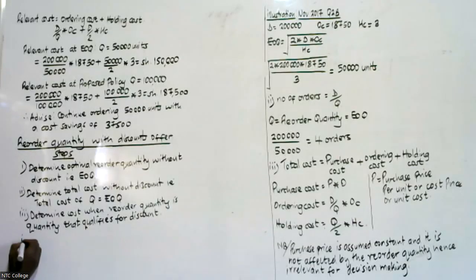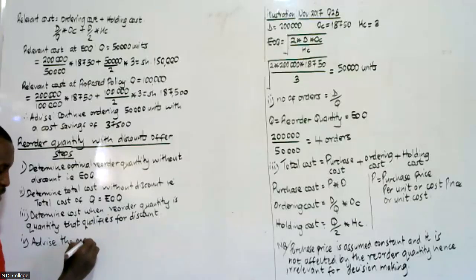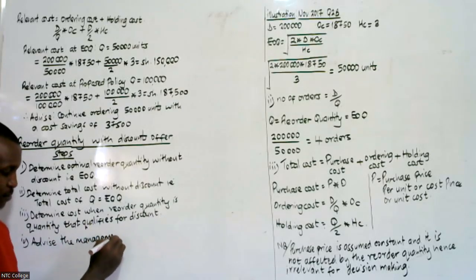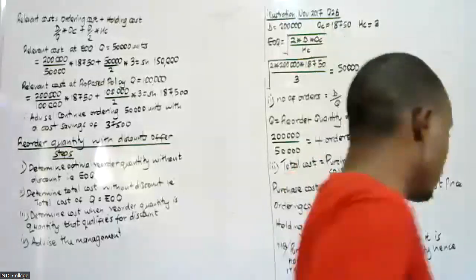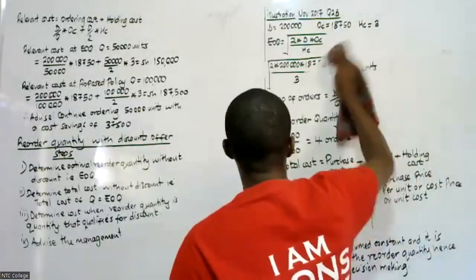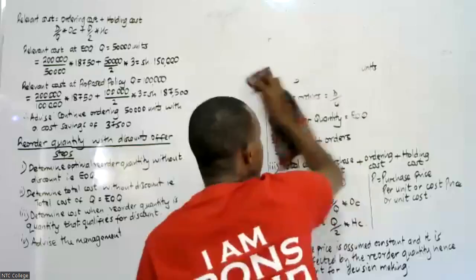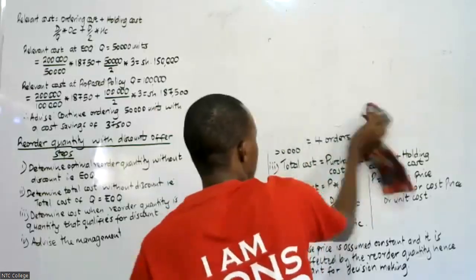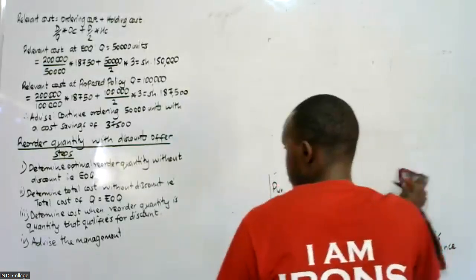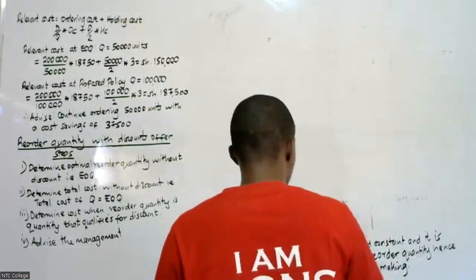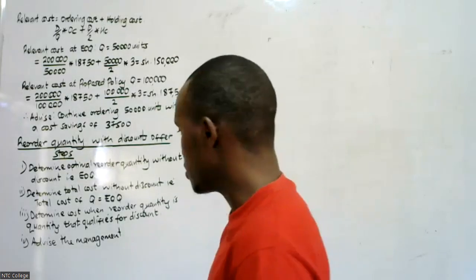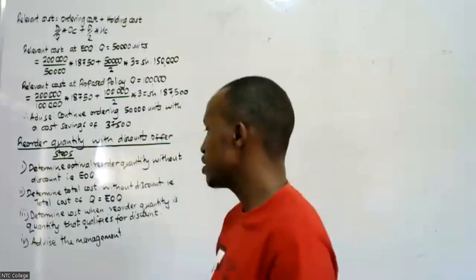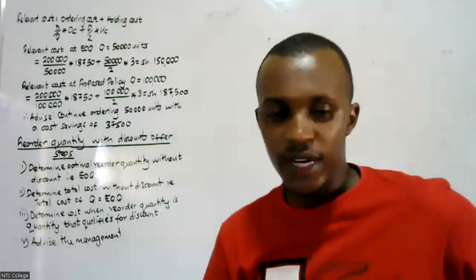And the fourth step is your advice to management. Those are the steps that you follow. So we have a discount, and this should be the total cost determined when the order quantity is a quantity that qualifies for discount.